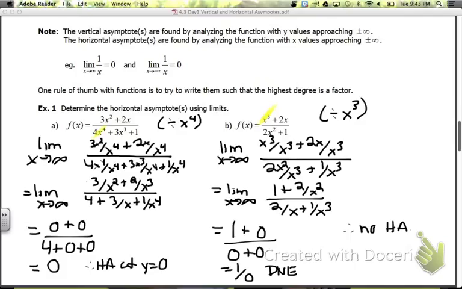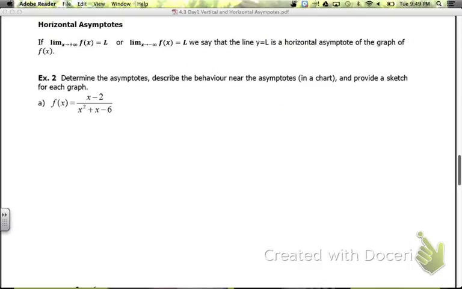Again, this is shown by one of our cases: the degree of the numerator is greater than the degree of the denominator. So we know therefore that we would have no horizontal asymptote. So when discussing horizontal asymptotes, if the limit as x approaches positive infinity of f of x equals L, or if the limit as x approaches negative infinity of f of x equals L, we say that the line y equals L is a horizontal asymptote of the graph of f of x.